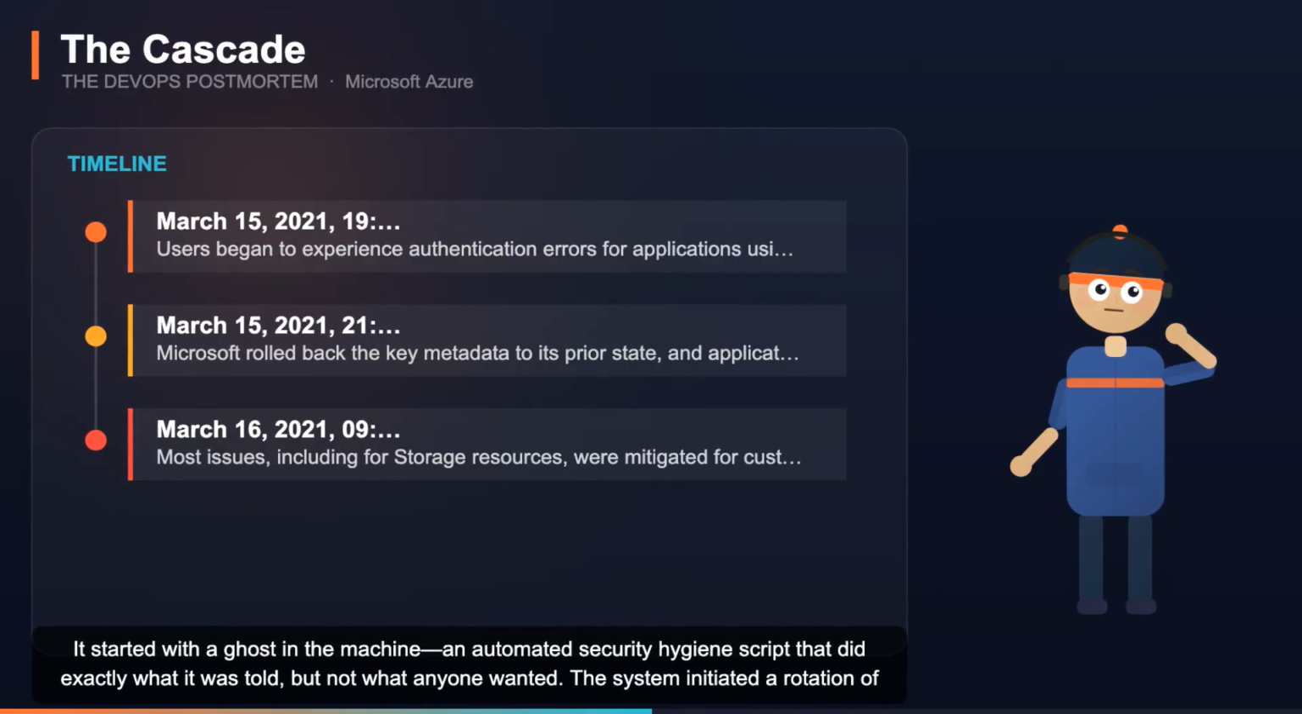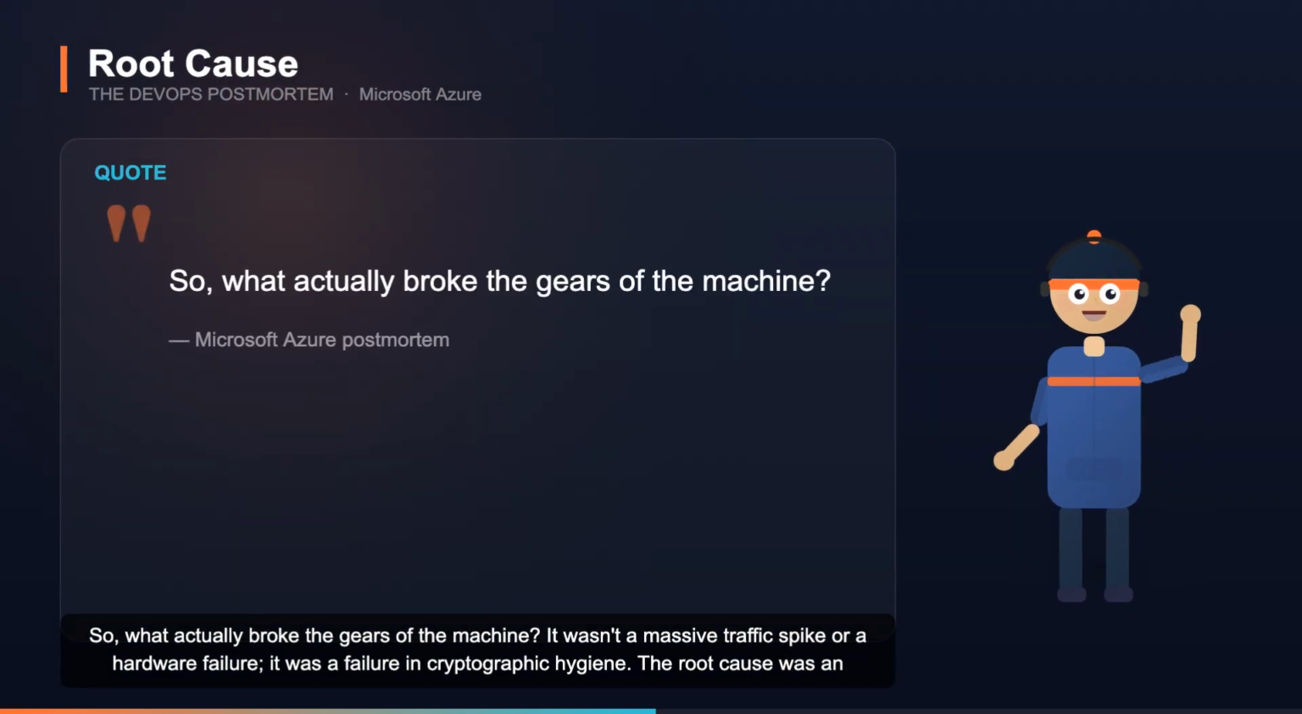So, what actually broke the gears of the machine? It wasn't a massive traffic spike or a hardware failure.